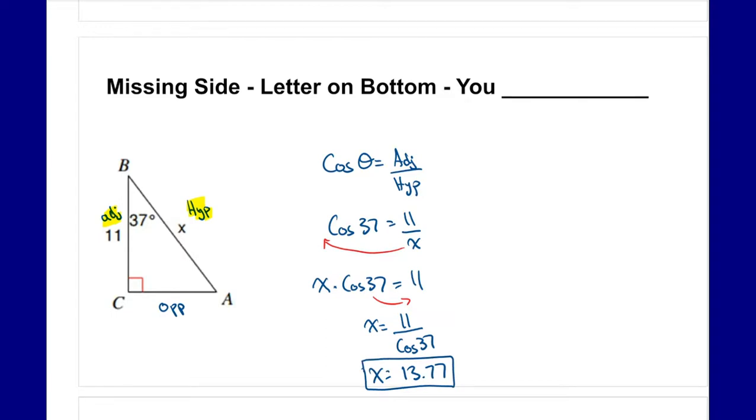So how does this differ between when the variable or the letter is on top? What did we do differently? If you didn't quite recognize what we did differently, that's okay. Let's look at another example.